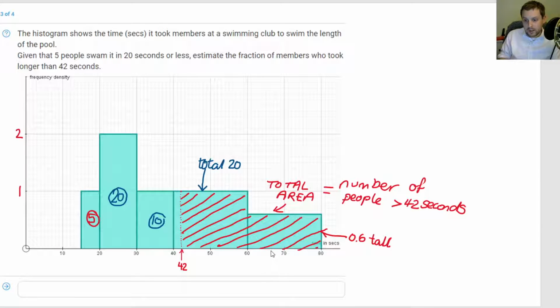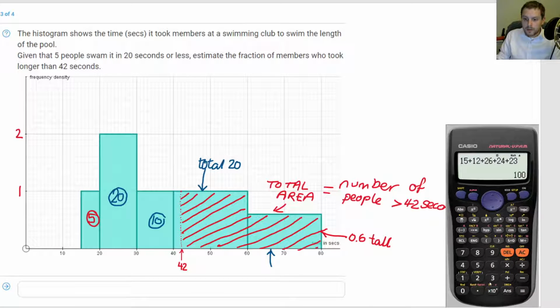And then this box here is a distance of 20 along the bottom and a height of 0.6. So if I bring the calculator back up, I'm going to be doing 20 along the bottom times 0.6 tall. Of course, that's just 12. So this is 12 in total.